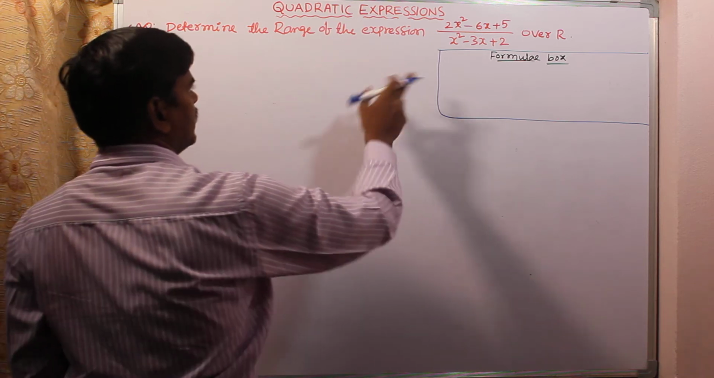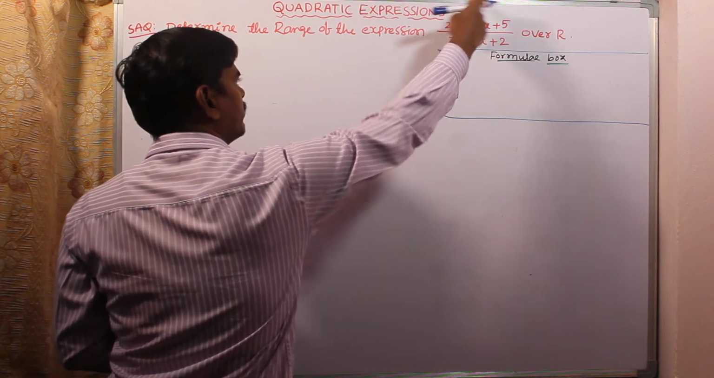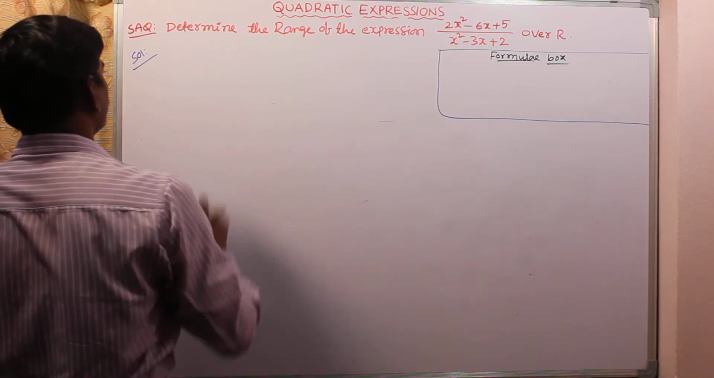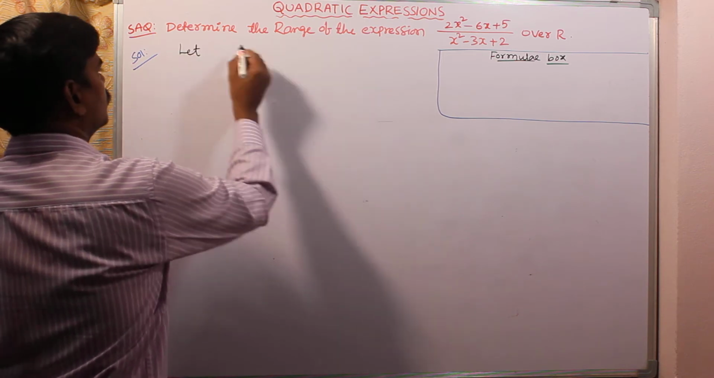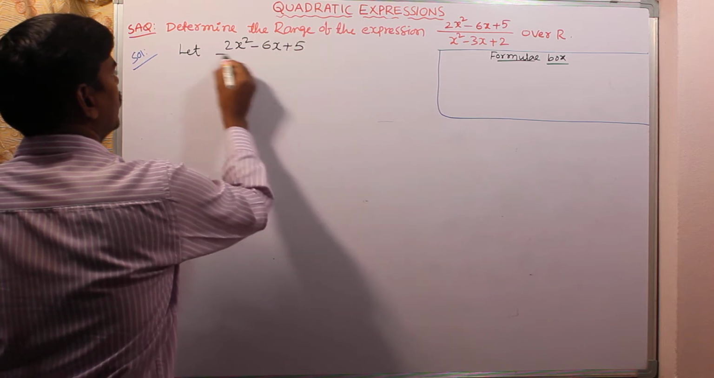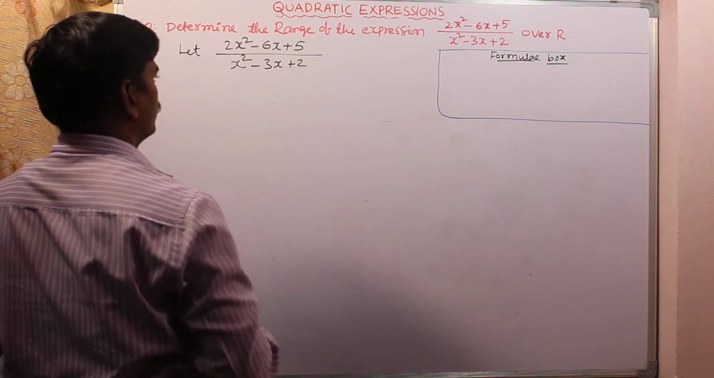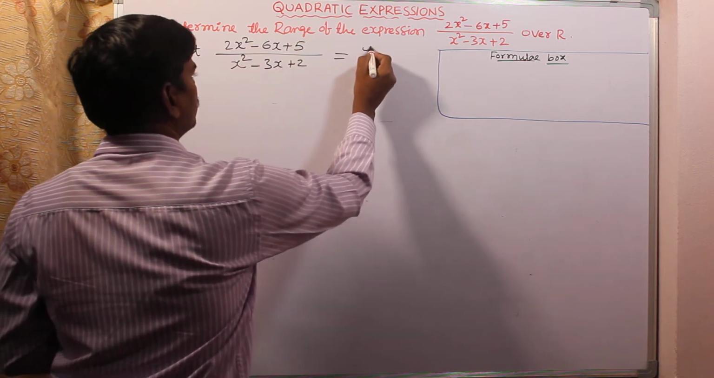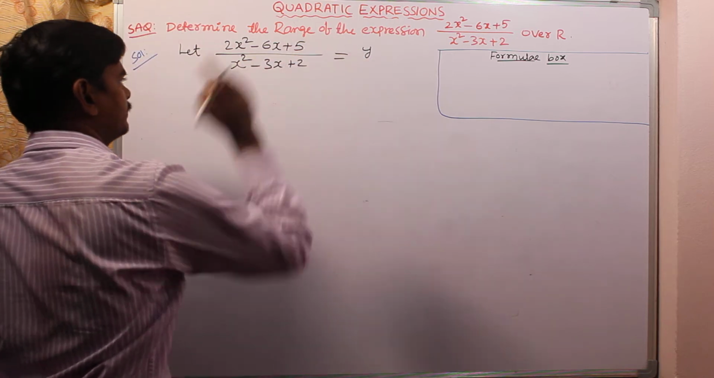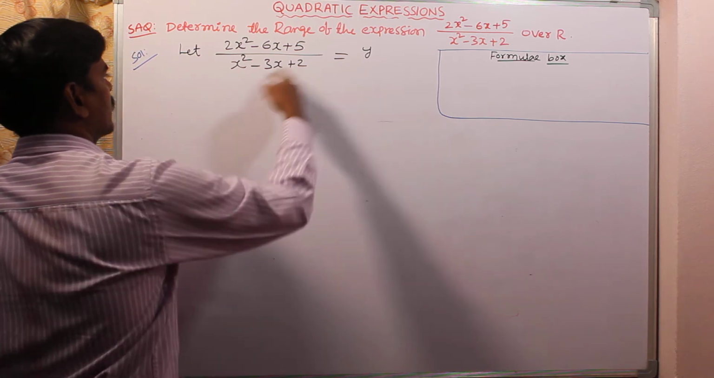Now every range problem we will start with an assumption. We have to give it a name, say y. So let (2x² − 6x + 5) by (x² − 3x + 2) be named y. Indirectly, we have to find the range of y. So the next step, we can go for cross multiplication.